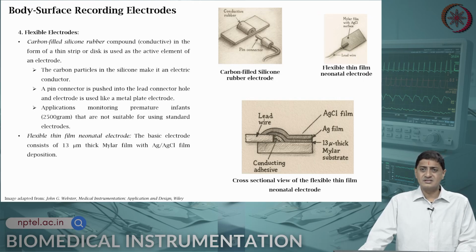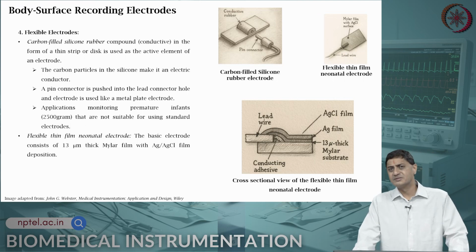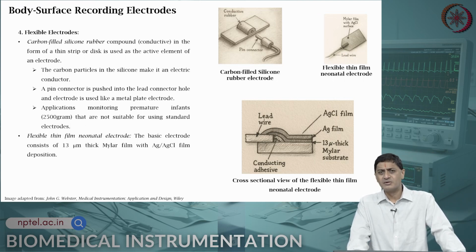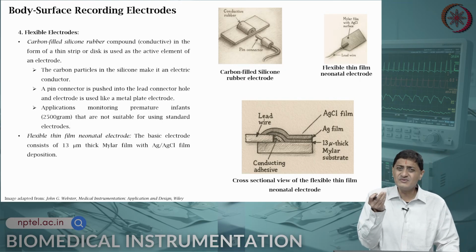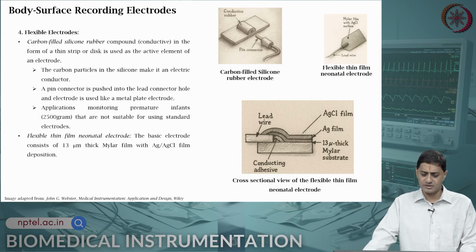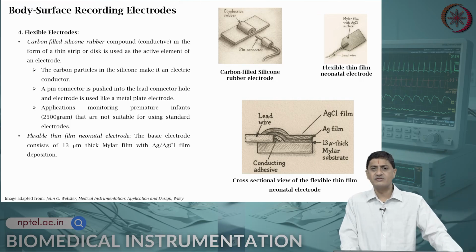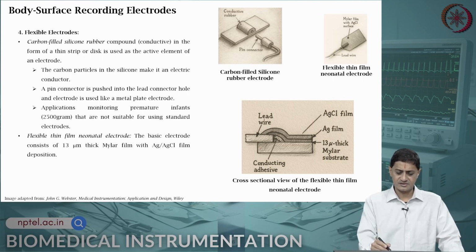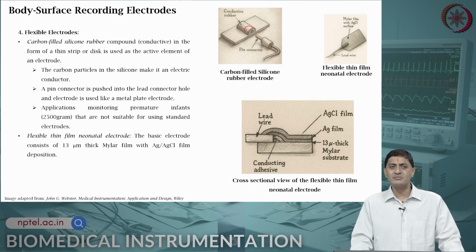Now, if you are interested in measuring from, for example, a baby, right? You cannot place the regular lead, because it is going to be quite painful for the baby, and not just painful, the baby's skin is very sensitive. So there are different types of these that come. One is the carbon filled silicon rubber compound, the conductive electrode in the form of a thin strip like this, and that is used as the active element of an electrode.